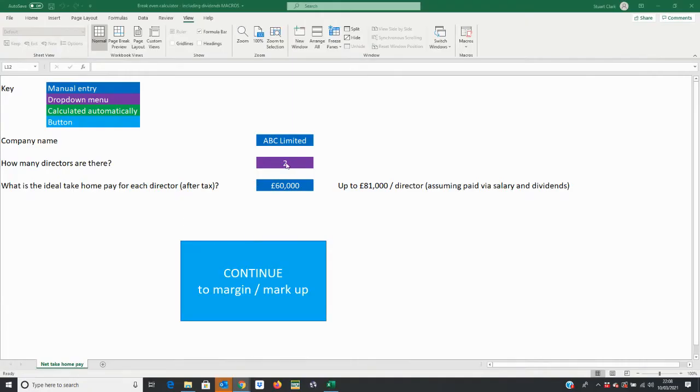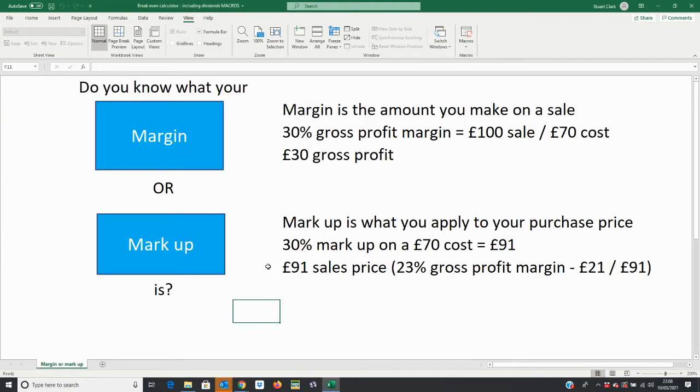In this case, we've got two directors. They're wanting to take home £60,000 each. That's net cash in hand. The model here works out how that's going to be split with regards to salary or dividends.